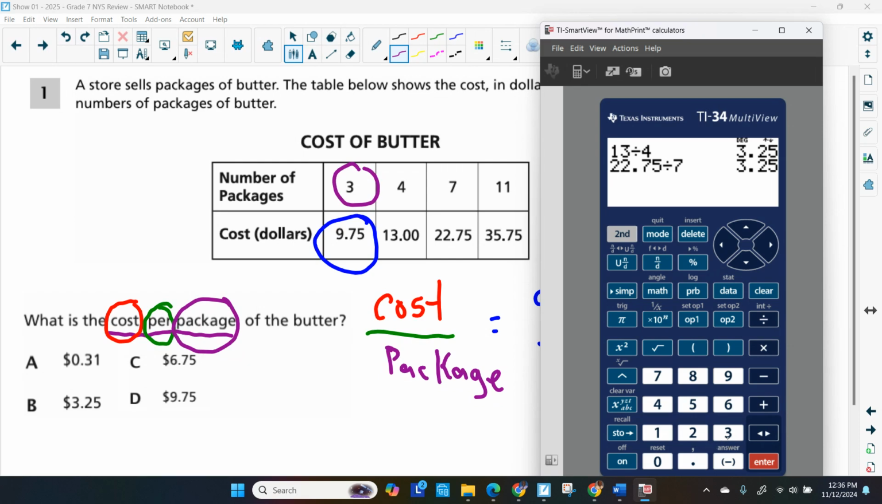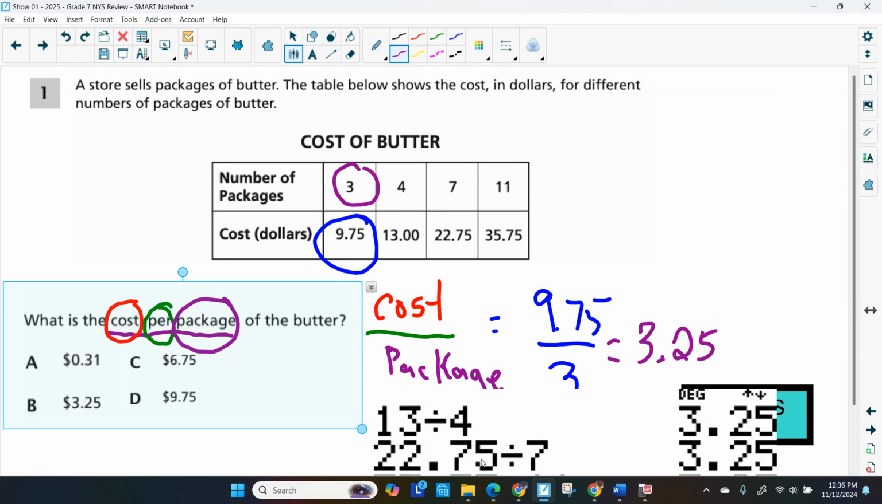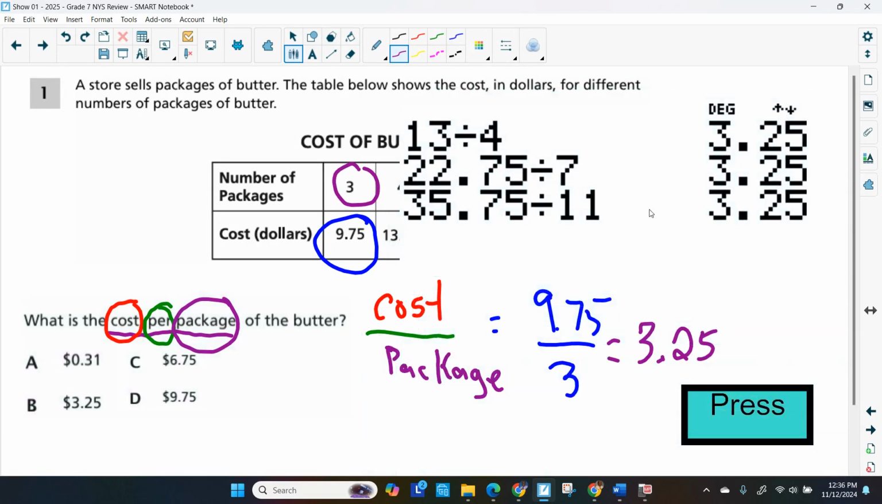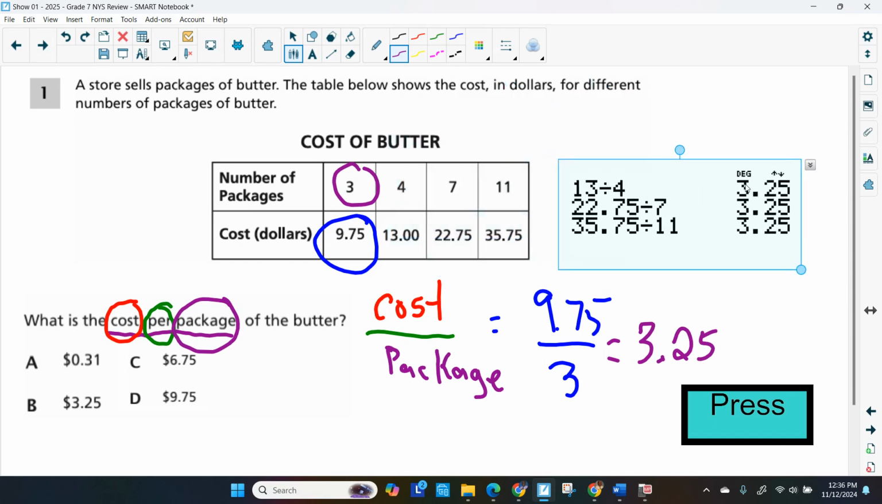And the last one, I might as well do it. $35.75. And I'm going to divide that by 11 packs of butter. All right. And it should come out, yes it does, to $3.25. So we are definitely sure $3.25 is the cost of a pack of butter. And that is choice B over here.